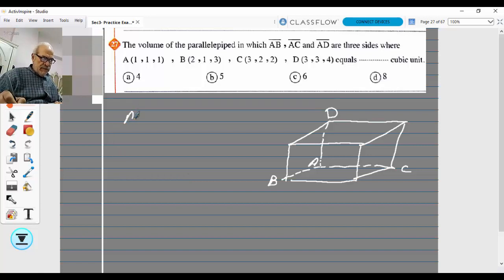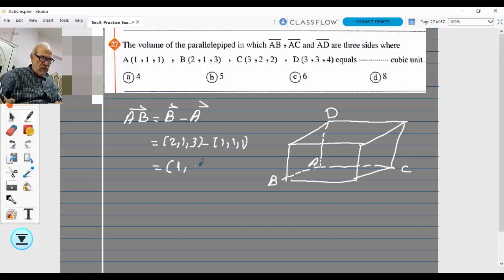So AB as a vector equals B minus A, which equals B, of coordinates 2, 1, and 3, minus A, 1, 1, and 1. So AB equals 2 minus 1, it is 1, 1 minus 1, it is 0, and 2. It is AB, 1, 0, and 2.